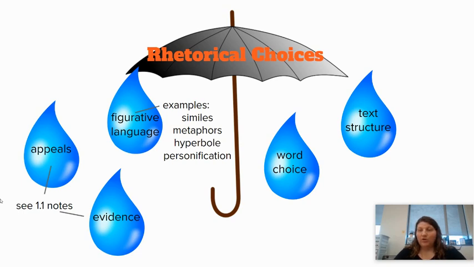Hyperbole is over-exaggeration. We use hyperbole all the time, right? Like when I say, I've told you 1,000,000 times, that's hyperbole because I have not literally told you 1,000,000 times. I have figuratively told you 1,000,000 times. And then personification is giving human qualities to non-human things. Like the wind whispers. The wind isn't actually whispering. That's something that people do. But the wind is blowing really slowly, quietly, so it's whispering.